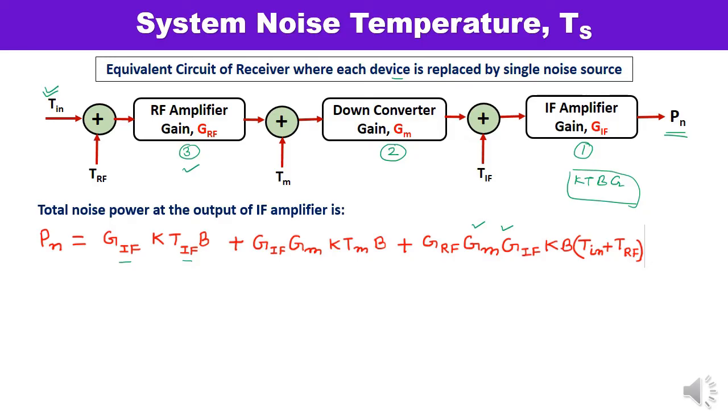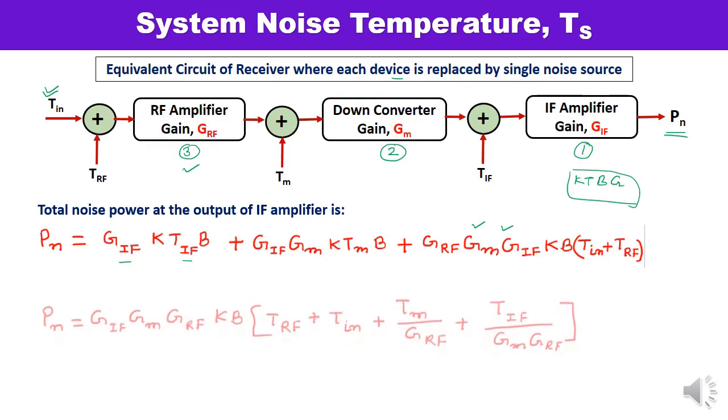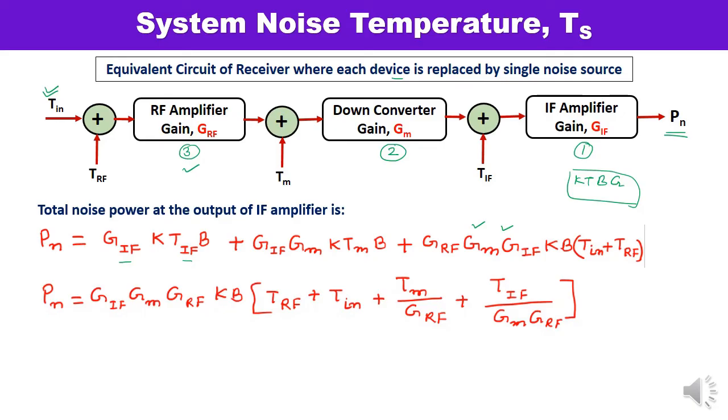Now we need to simplify it further, and you can see you can take the common KB, which is the constant in all the terms, and now let us take the common for all the three gain terms, means GIF, GM, GRF into KB. Now the first term will be what? You will be getting TIF upon GM into GRF, second term TM upon GRF, and the third term TRF plus TN. So this is what you have written when you are simplifying it.